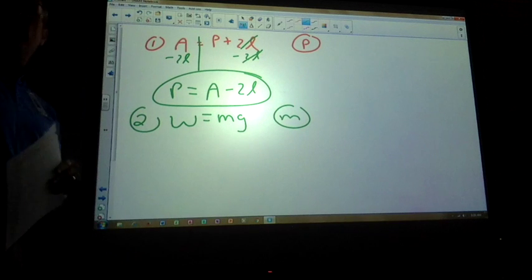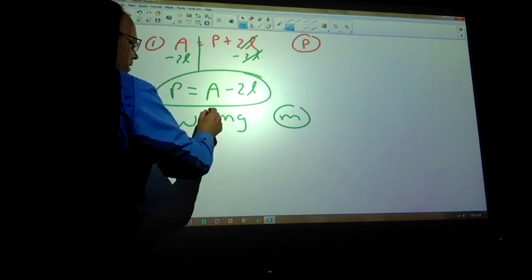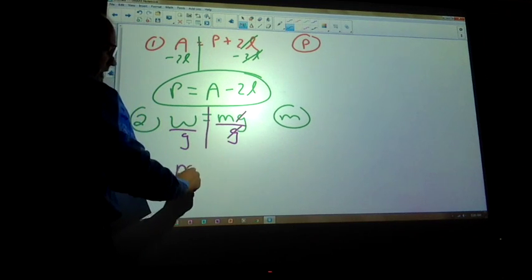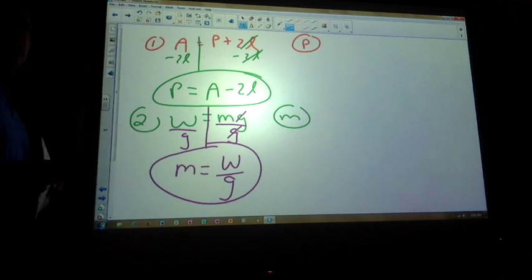We're going to solve for M. How are M and G being held together right now? Multiplication. What undoes multiplication? Divide. What am I going to divide each side by? G. Okay, so let's divide both sides by G. That cancels that, so M is equal to W over G. Feeling okay so far?